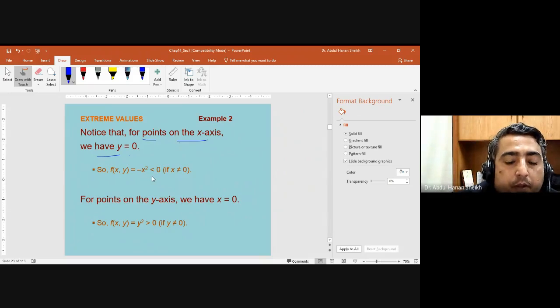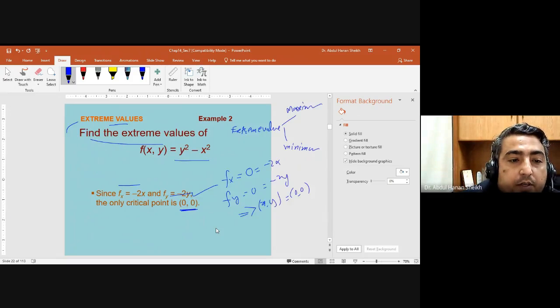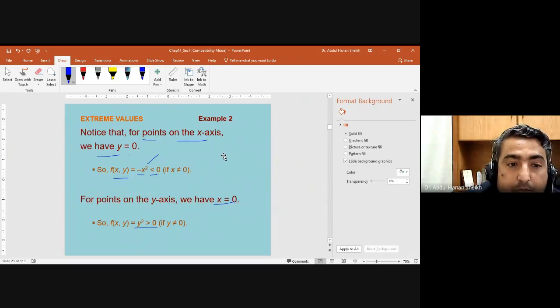So the function is y square minus x square. This complete function, when y is equal to 0, will be negative unless x is equal to 0. So if x is positive or negative, this complete amount will be negative, right? Next, for points on the y-axis, when x is equal to 0, this is always positive because it's y square, and here you force the second term to be 0.